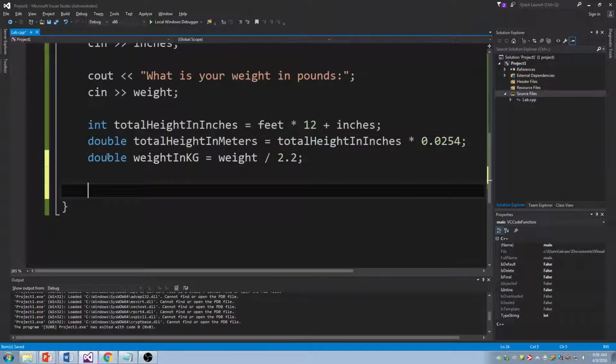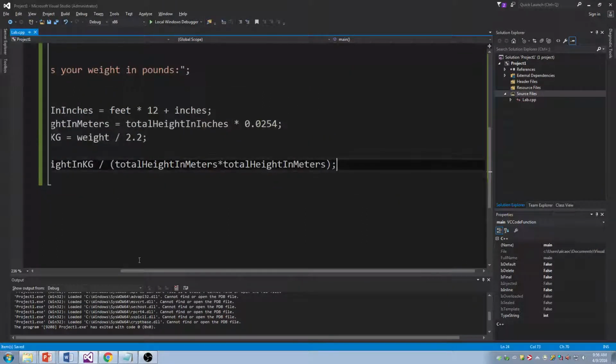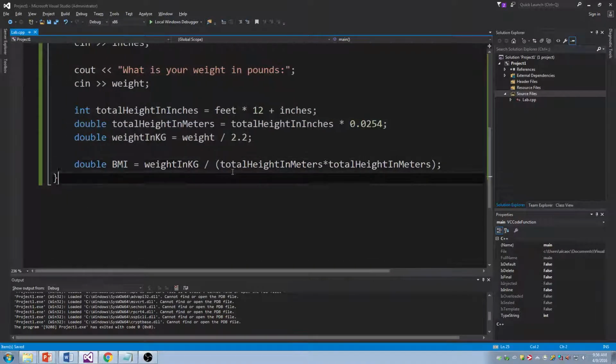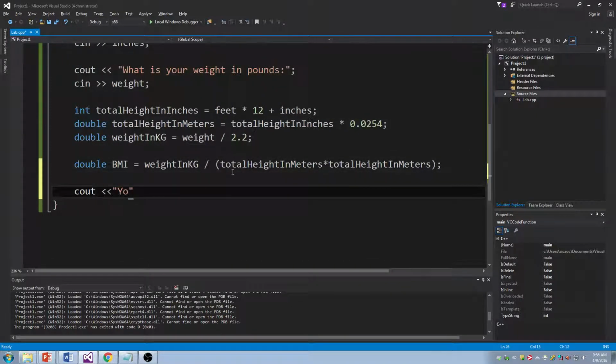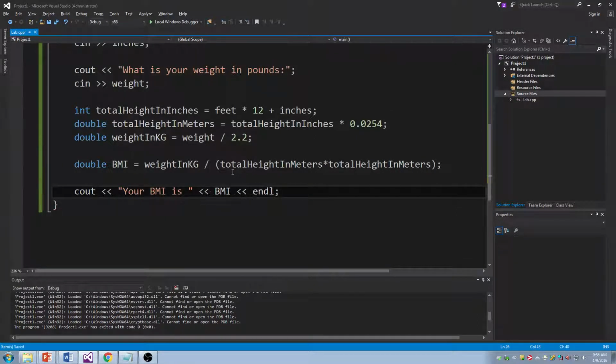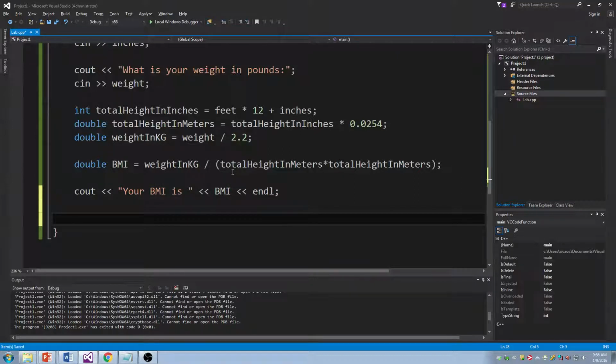And then finally, what you want to do is calculate your BMI. And this is going to be equal to your weight in kilograms divided by your total height in meters squared, which means it's just this times itself. And then I will do this.